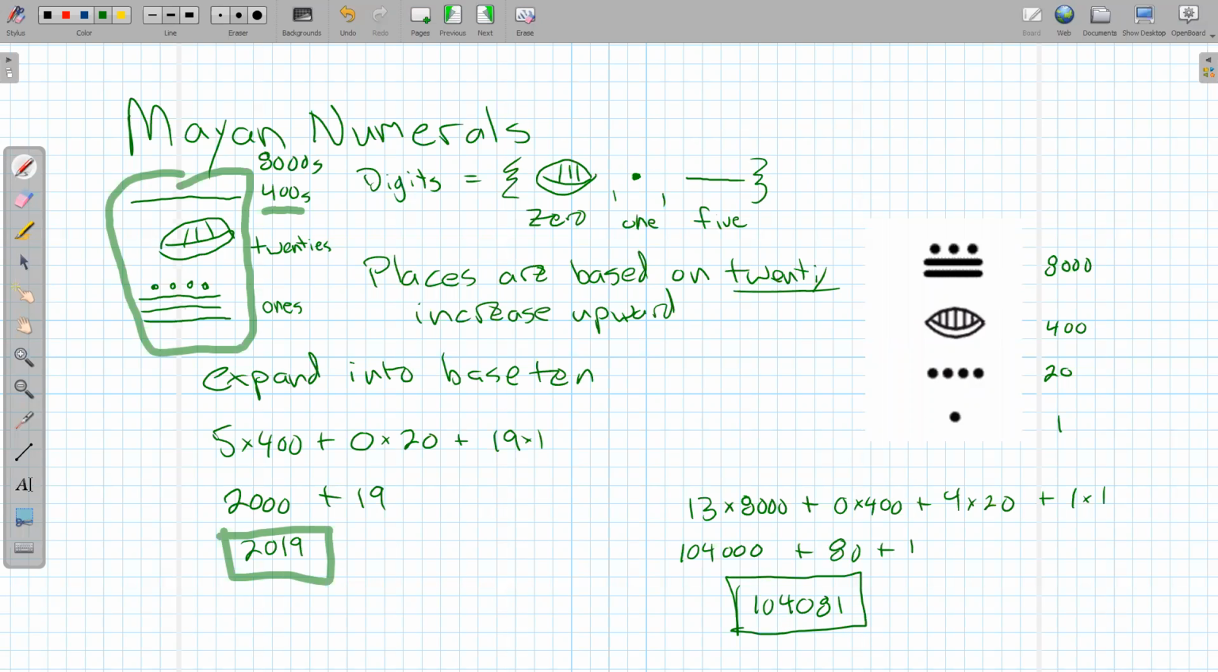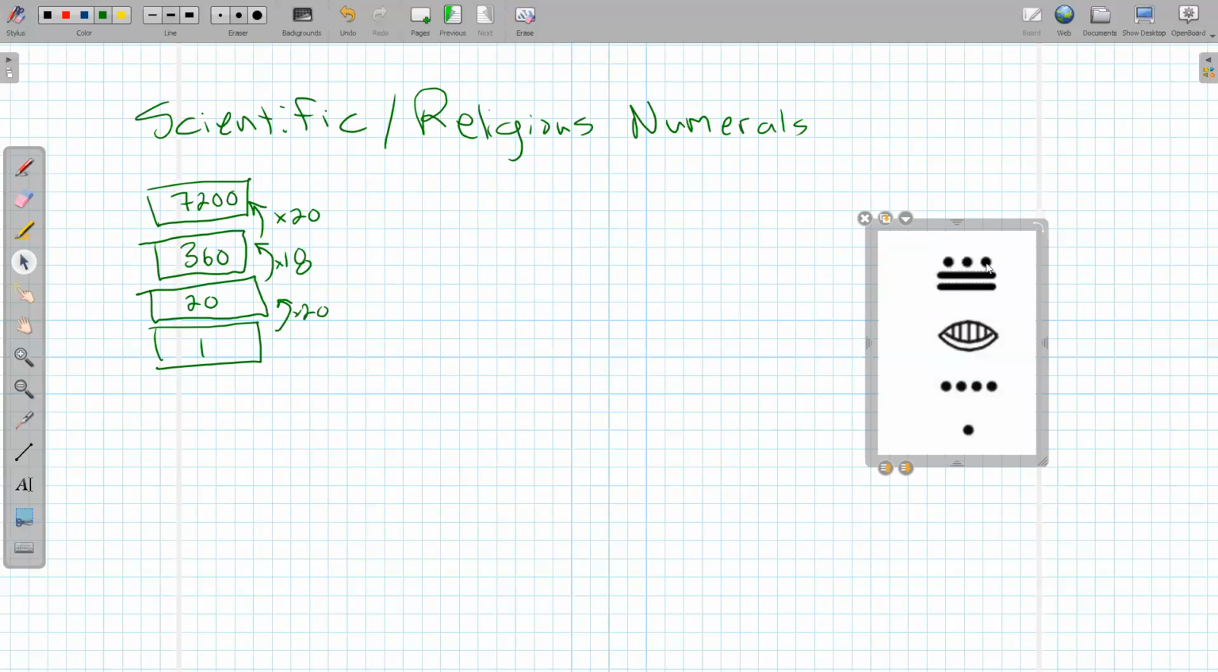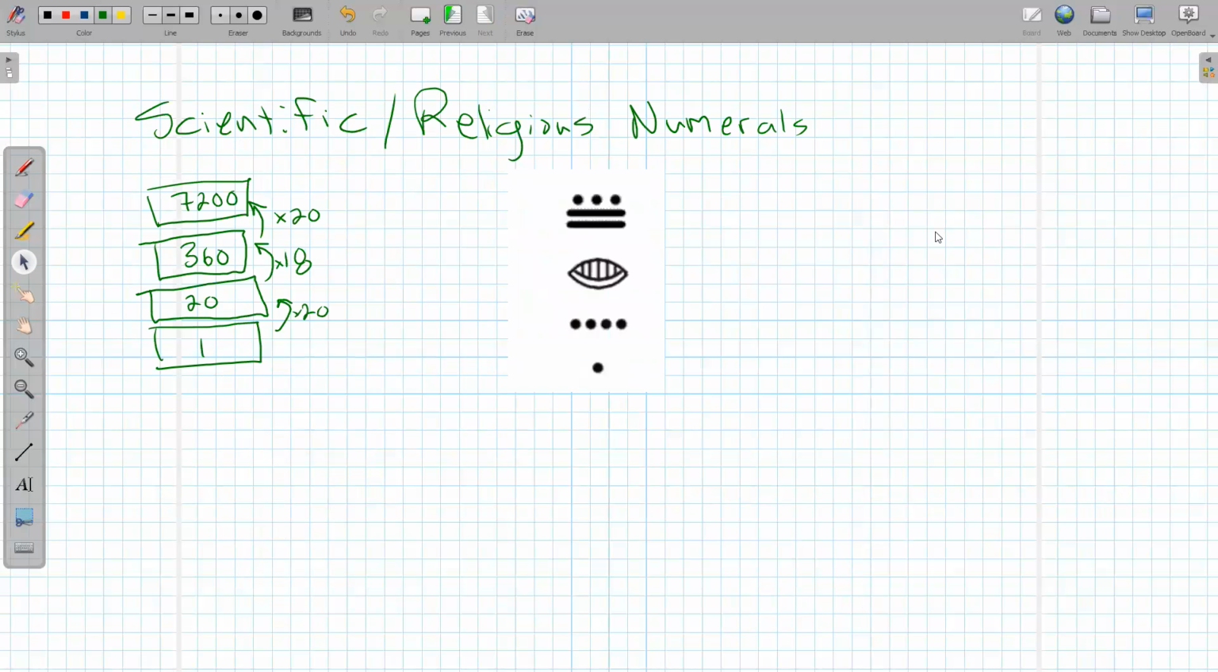If we're using the other version, let's go check that out. Next page. Convert it using the scientific version of their system. In this case, down at the bottom, we still have our 1s, we still have our 20s, but this would be 360s. And then this right here would be times 20 of the 7,200s. So then I would have 13 times 7,200, which I don't think I'm going to try in my head today, plus no 360s, and then the rest is the same.